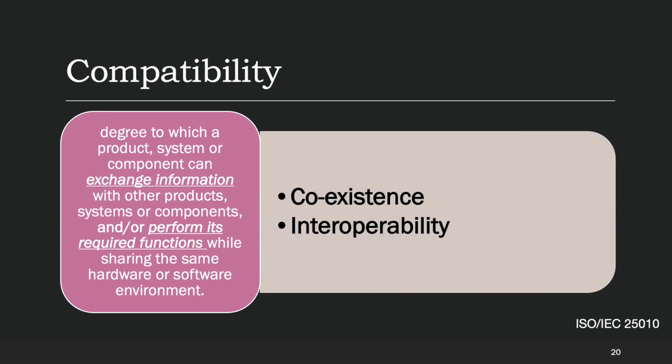Compatibility has the following two subcharacteristics. Coexistence, which is the degree to which a product can perform its required functions efficiently while sharing a common environment and resources with other products and without negatively impacting any other product. And interoperability, which is the degree to which two or more systems, products, or components can exchange information and use the information that has been exchanged.